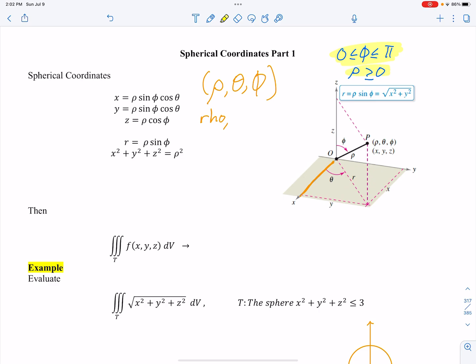Also, rho will always be positive. It makes it more of a function that way, meaning I'm not going to have multiple rows that give me the same spot like we can in polar. All right, so I hope that makes sense.